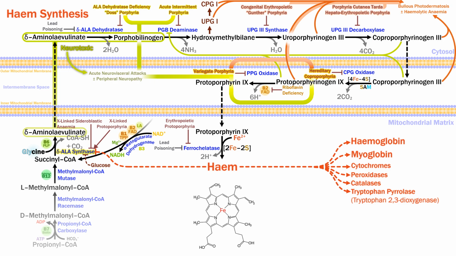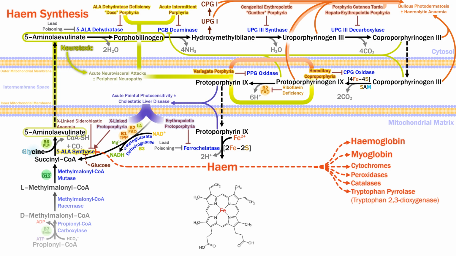The next two are the combined or neurocutaneous porphyrias that cause blistering photosensitivity as well as the acute neurological attacks for reasons that we discussed before. The main treatment of all of the cutaneous porphyrias is the avoidance of sunlight.